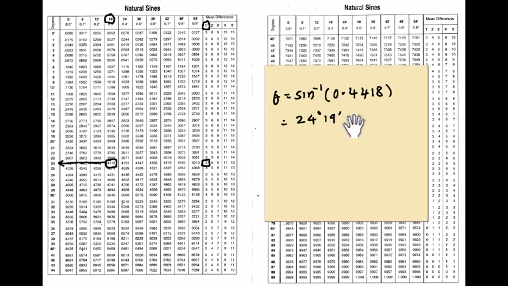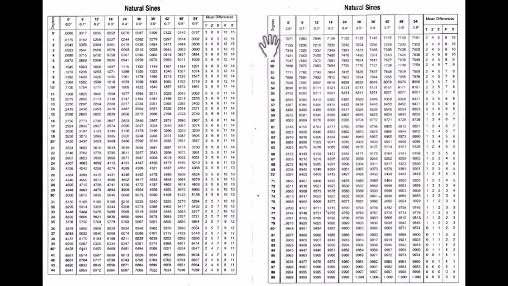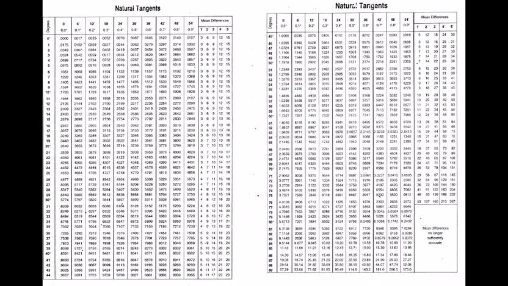Remember, the process of finding the tangent is exactly similar. So now let me pull out the tangent tables, and let's take similar examples here also. Let me pause a bit and pull out the tangent table. So this is how the tangent tables look, and the process is exactly similar to the way we found the sine inverse.